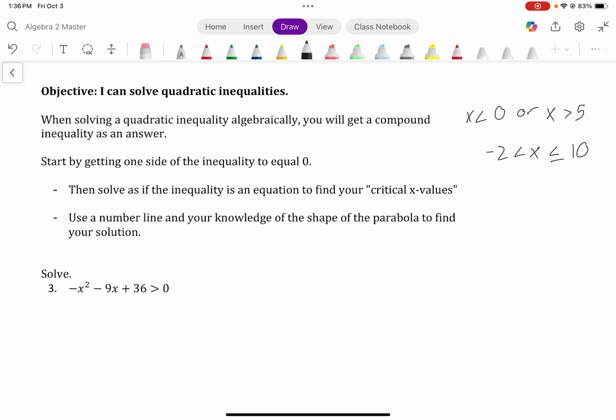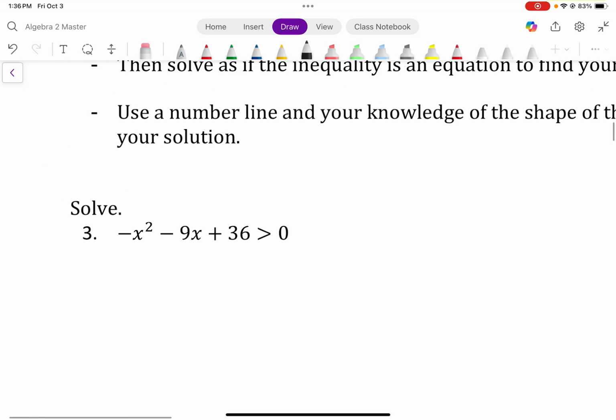To do these, you're going to get everything to one side of the inequality symbol compared to 0. So greater than 0, less than 0, does not really matter. Just get everything to one side. Then you're going to solve it as if it was an equal sign to find your critical values. We call them critical x values. Then we're going to use a number line and your knowledge of the shape of the parabola to find your solution. So, question number 3 here.